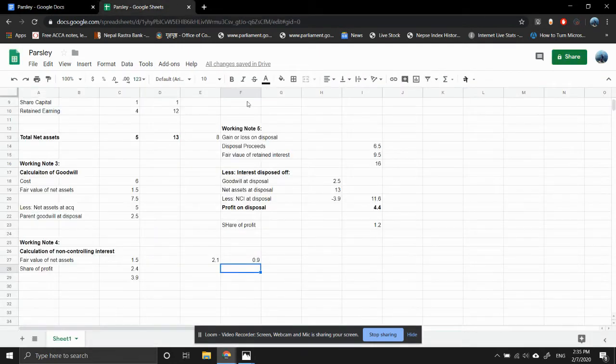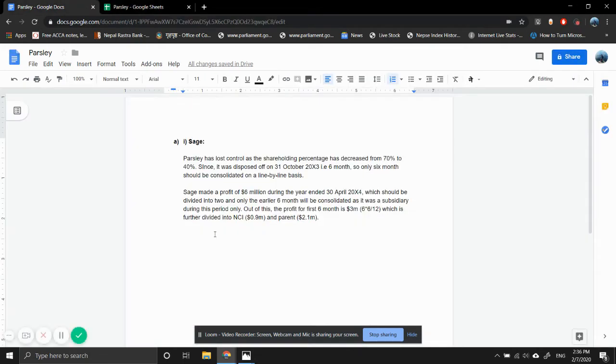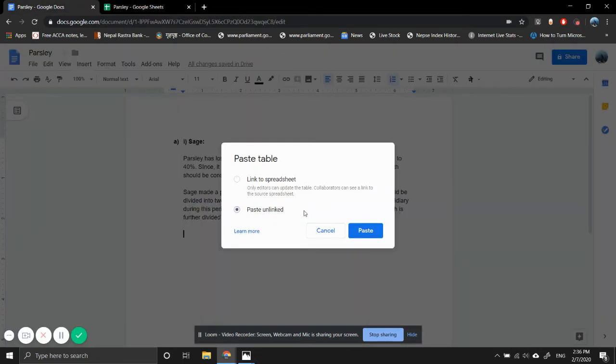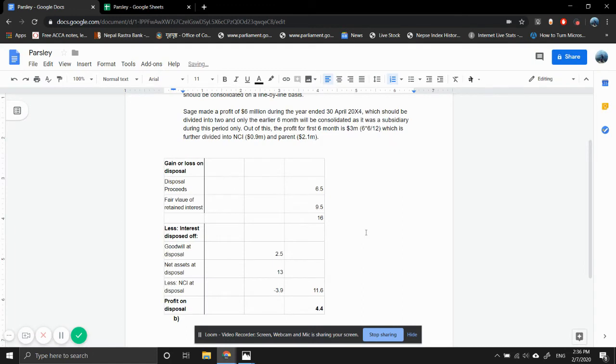So after this, what we will do is let's just show them this calculation as well. Bold it, and then let's show them this calculation as well. Just unlinked. Right. Any other things will be in the spreadsheet.